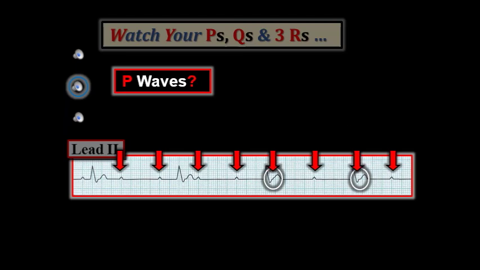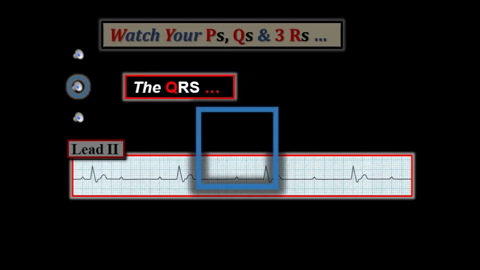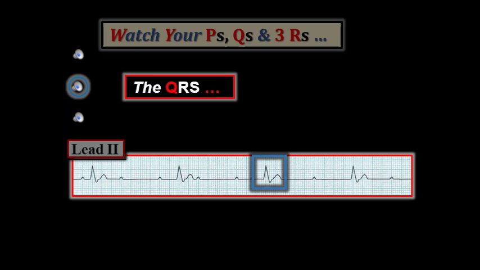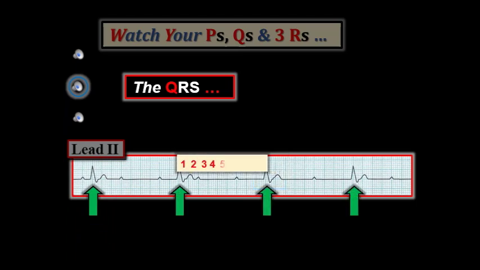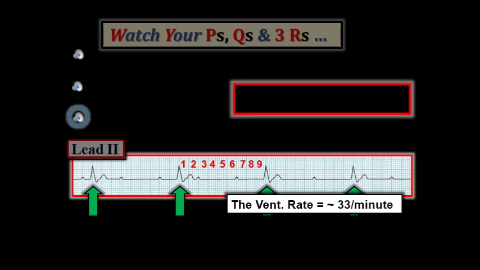How about the QRS? The QRS complex is wide, clearly more than half a large box in duration. And the ventricular rhythm is regular, green arrows. We count 9 large boxes in the R to R interval, which gives us a ventricular rate of just over 30 per minute. This leaves us with the 3 R's.